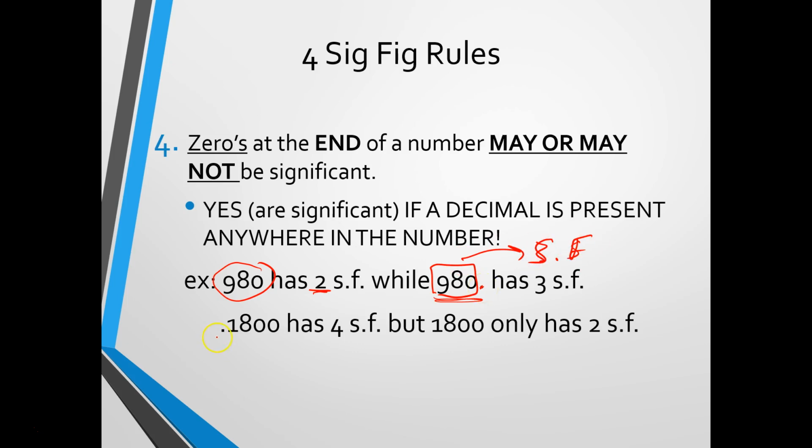Same thing goes with this 0.1800. Because there's a decimal, these zeros at the end are now significant. So we have 4 significant figures. The number 1800, because there's no decimal there, only has 2 significant figures, and those are the 1 and the 8.